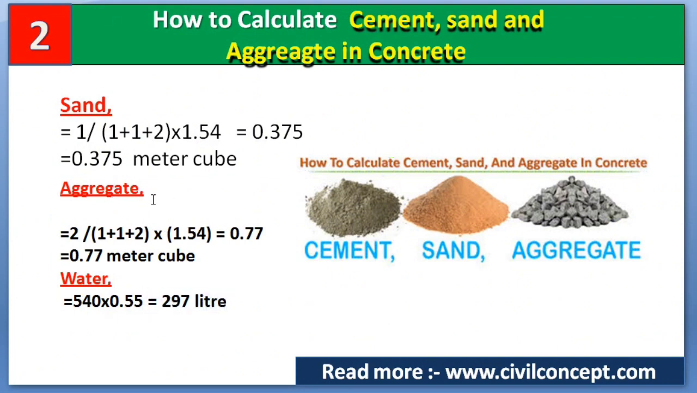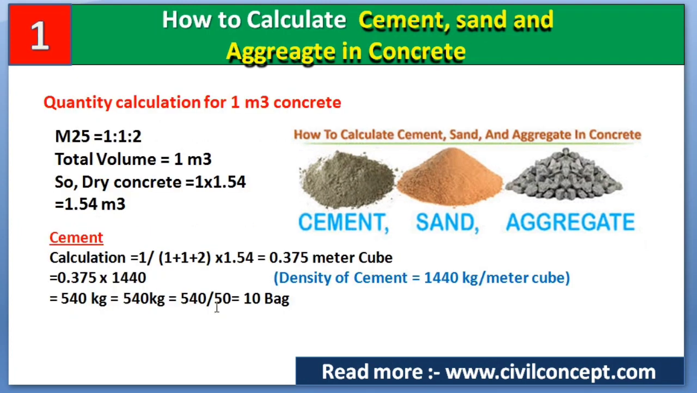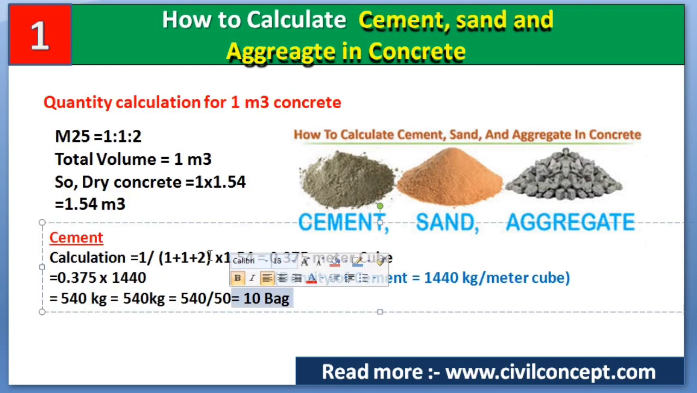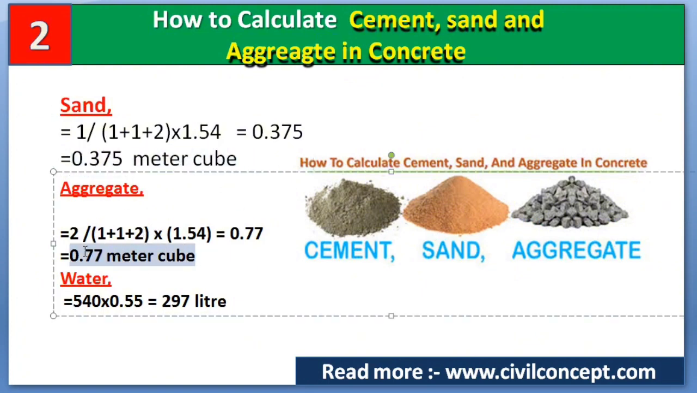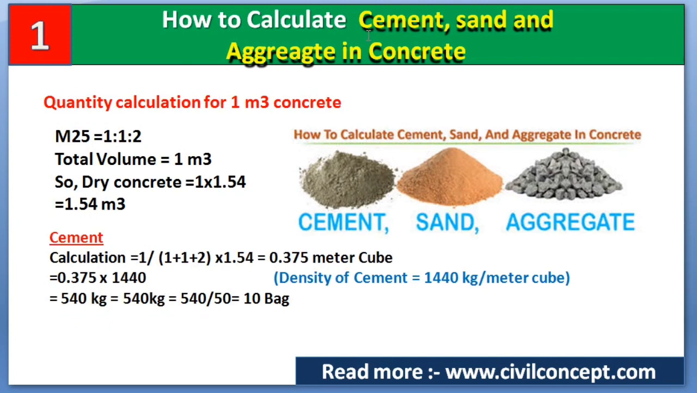In summary, we have calculated the total cement as 10 bags, the sand as 0.375 meter cube, the aggregate as 0.77 meter cube, and finally the water as 297 liter. In this way we can calculate the total weight of cement and volume of sand and aggregate in 1 meter cube of concrete.